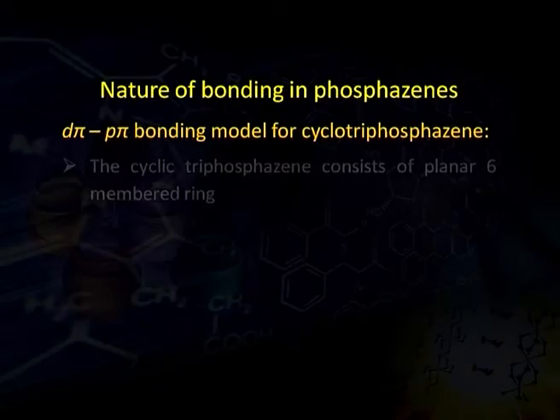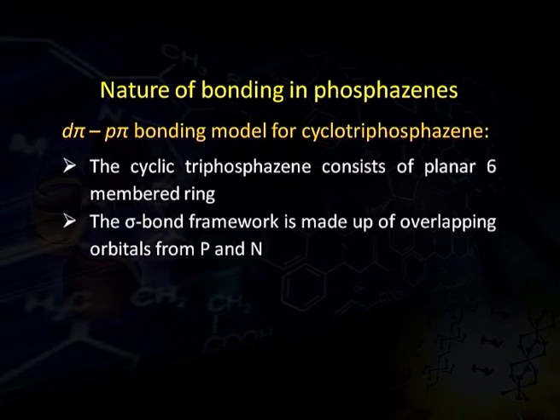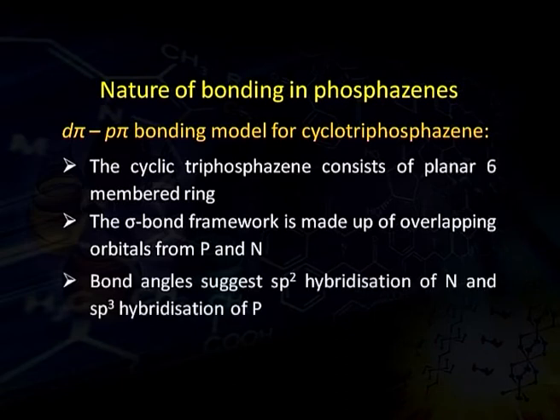The d pi-p pi bonding model for cyclotriphosphazene. The cyclic triphosphazene consists of a planar 6-membered ring. The sigma bond framework is made up of overlapping bond orbitals from phosphorus and nitrogen. Bond angles suggest sp2 hybridization of nitrogen and sp3 hybridization of phosphorus. 2 of the sp2 hybrid orbitals on nitrogen containing 1 electron each are used for sigma bonding, and the third contains a lone pair of electrons. 1 electron is left unhybridized, that is in the pz orbital of nitrogen.